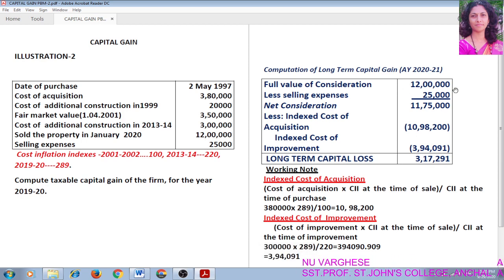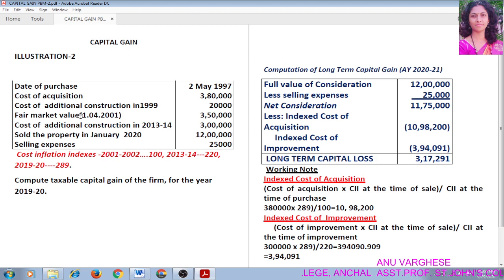Next step is we have to deduct if there is any selling expenses. So here in the question selling expenses is given, so we can deduct selling expenses 25,000. When we deduct selling expenses from full value of consideration, we are getting 11,75,000, that is net consideration. From net consideration we have to deduct indexed cost of acquisition. In this question cost of acquisition and fair market value is given.